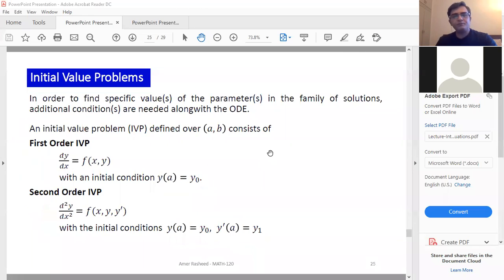Similarly, we can generalize these initial value problems. We can have a third order initial value problem. We can have a fourth order initial value problem. For a third order initial value problem, we must have three initial conditions in order to find three constants of integration. And if we have an nth order differential equation, we must have n initial conditions in order to find n constants of integration. I hope you got it. If you have any question, you can ask.